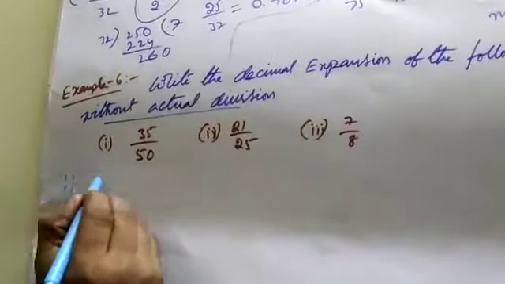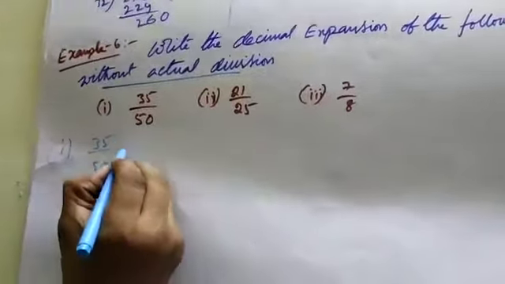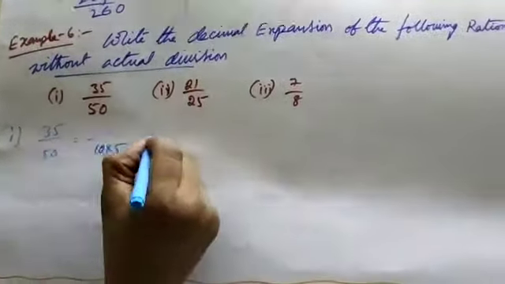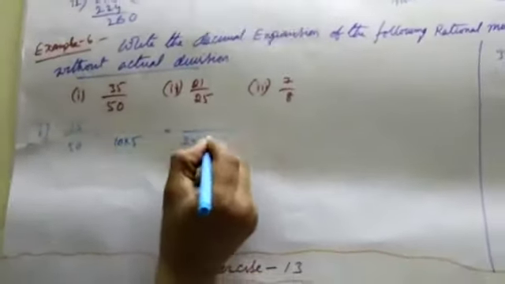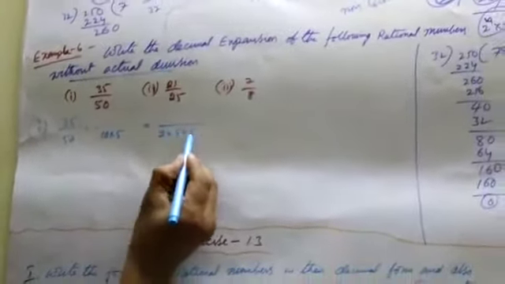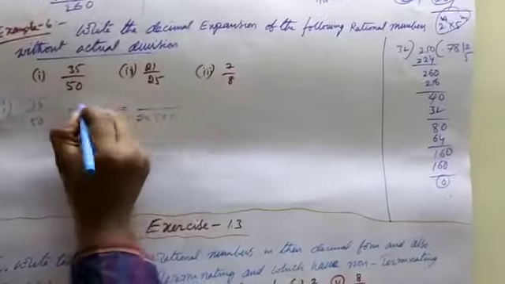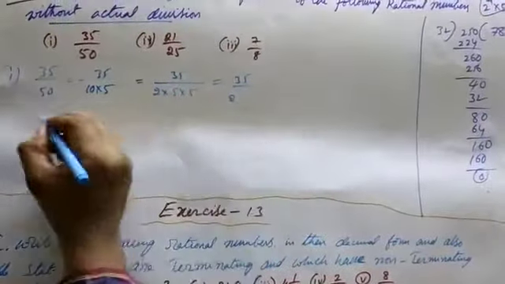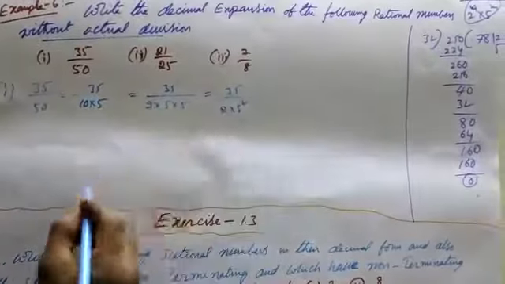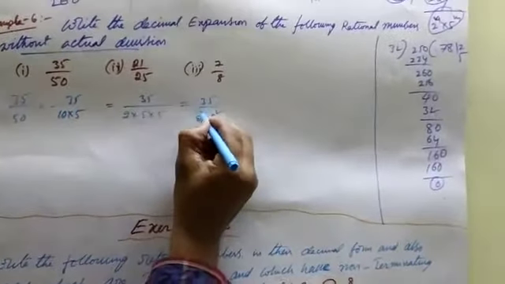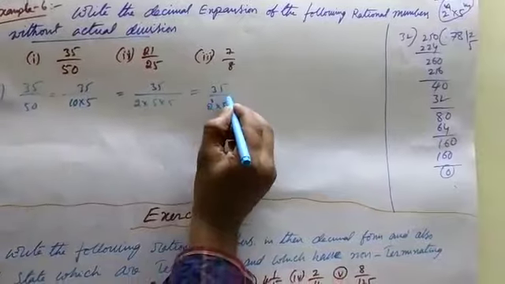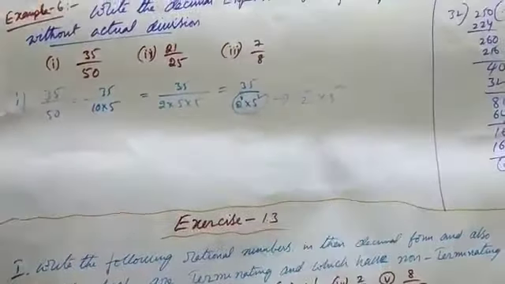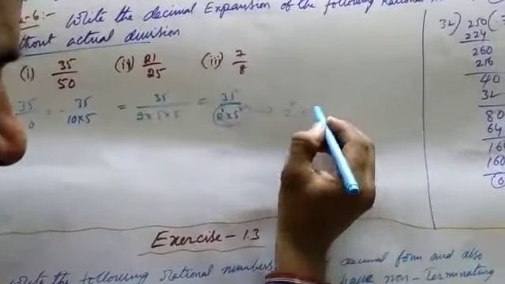See, you take 35 divided by 50. 50 means 10 into 5, that is, 10 means 2 into 5, so 2 into 5 into 5. 2 5s are 10, 10 5s are 50. Okay, right, well and good. Therefore, 35 divided by the prime factorization of 50, which is 2 into 5 square. 2 means 2 power 1. Therefore, 2 power 1 into 5 square, like this. Therefore, 2 power n into 5 power m. Yes or no? The denominator is in the prime factorization of the same form.